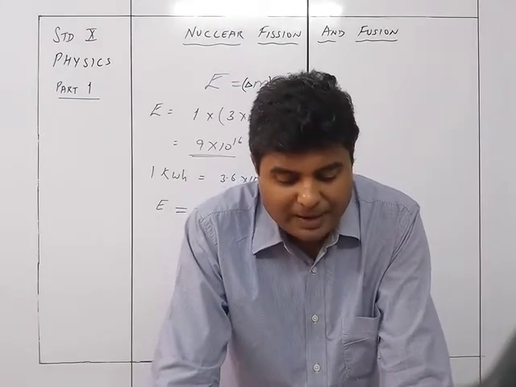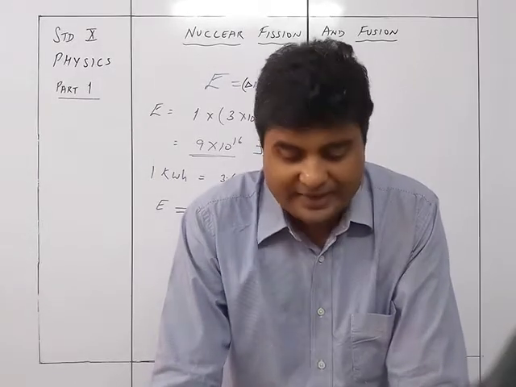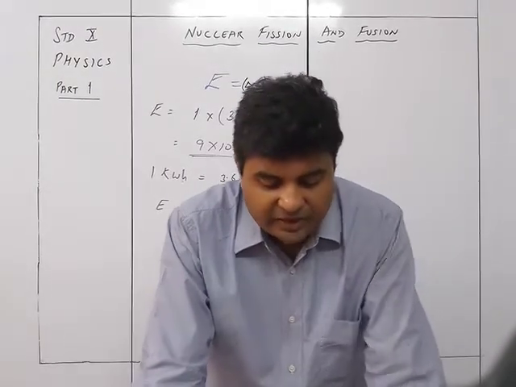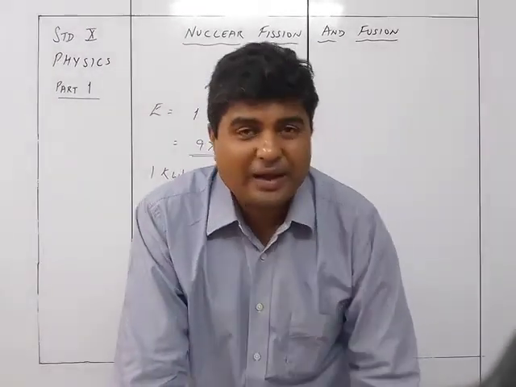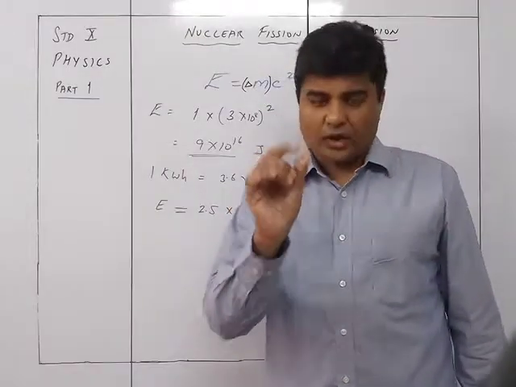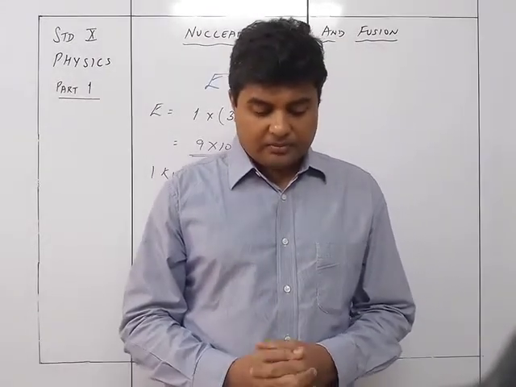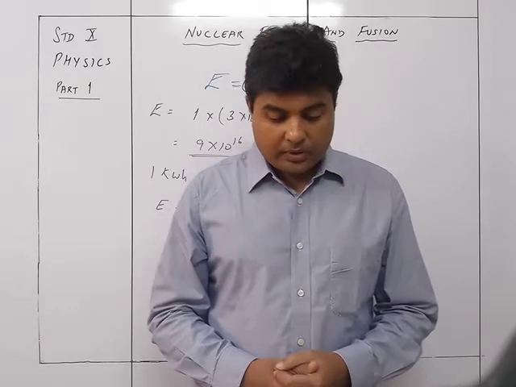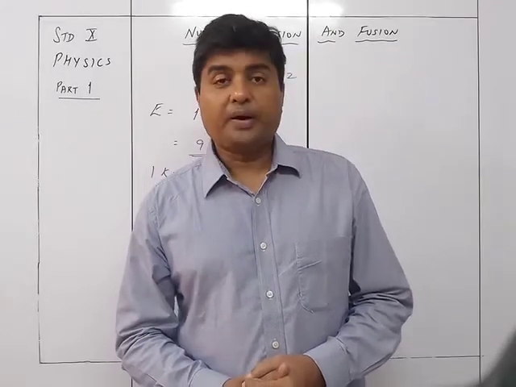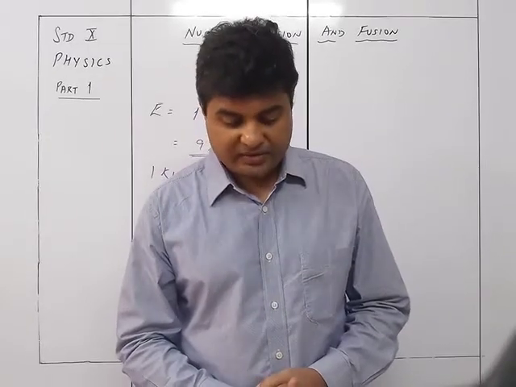Thus, 1 kg mass is equivalent to 9 into 10 raised to 16 joule or 2.5 into 10 raised to 10 kilowatt hour of energy. Energy equivalent to 1 AMU of mass: instead of 1 kg, if we just say 1 AMU, that is 1 atomic mass unit. So 1 AMU is 1/12 of the mass of a carbon atom. So it is 1/12 of 12 into 10 raised to minus 3 kg upon 6.02 into 10 raised to 26 per kg mole. So that is 1.6 into 10 raised to minus 27 kg.